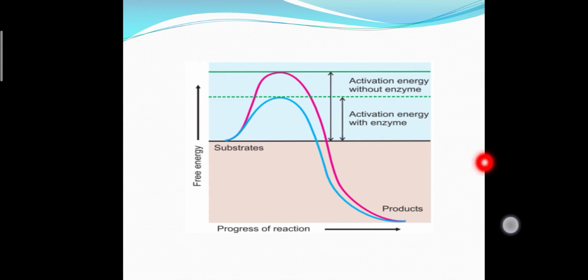As we know, enzymes lower the activation energy. So here is the higher activation energy without enzymes. When we use the enzyme, it lowers the activation energy, so it helps to speed up a reaction.